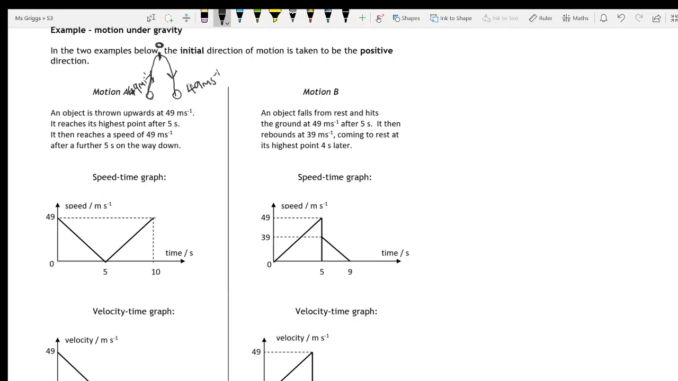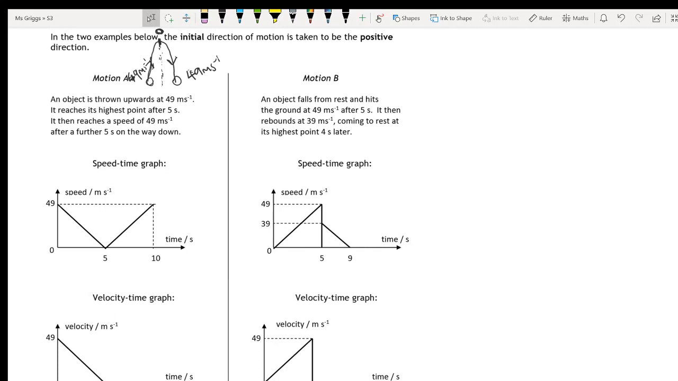And we're told it takes 5 seconds to get to the center point, so that's 0. So a speed time graph would look like this one here. So it starts off at 49 meters per second, slows down to 0 after 5 seconds, and then it increases its speed again as it comes back down the way.